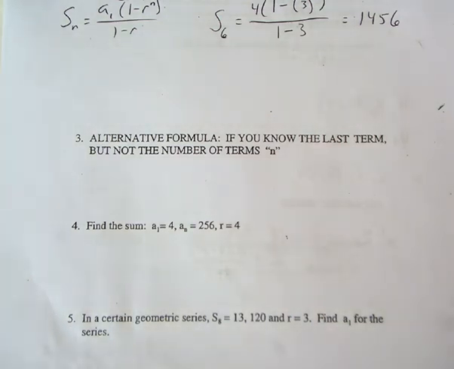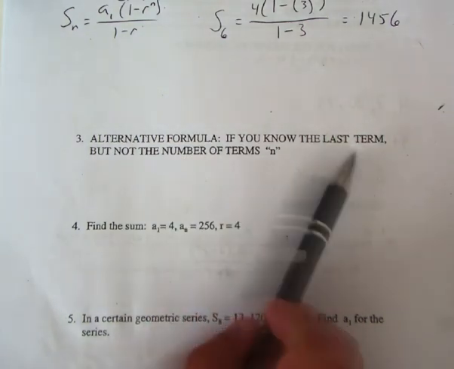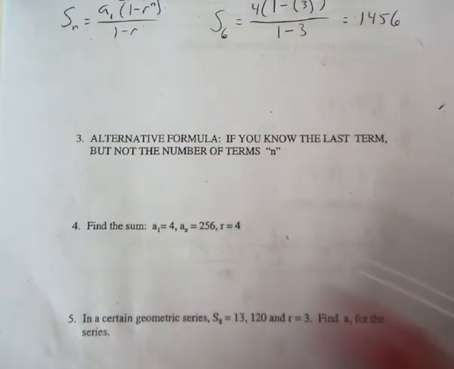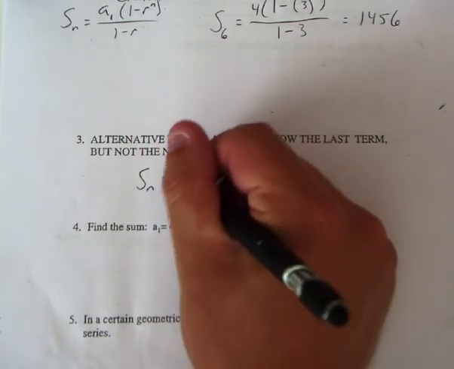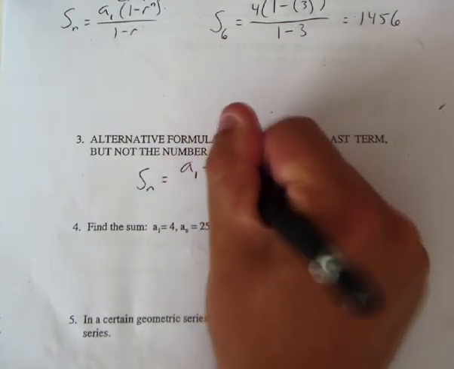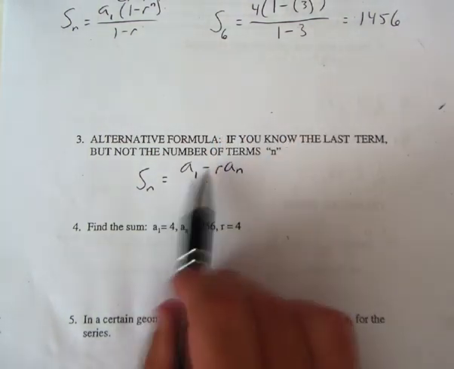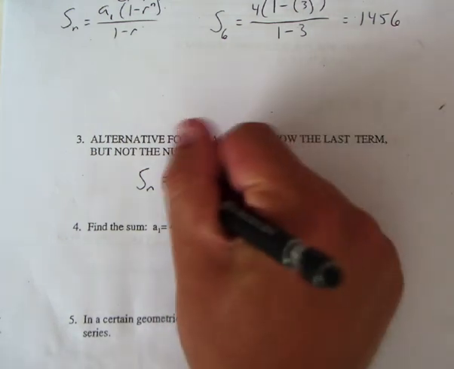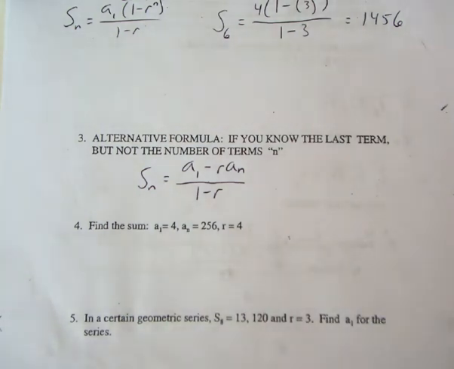Or you can use this other formula. So here's an alternative formula if you know the last term, but not necessarily how many you're adding. So here's just a different formula. So the sum is going to be a sub 1, so the first term, minus r times whatever the last term is. So it's the first term minus r times the last term divided by 1 minus r. So it's just a second formula based on the information the problem gives.